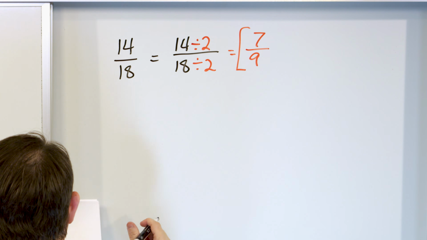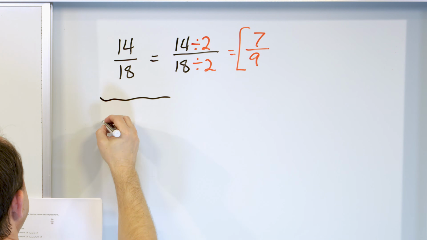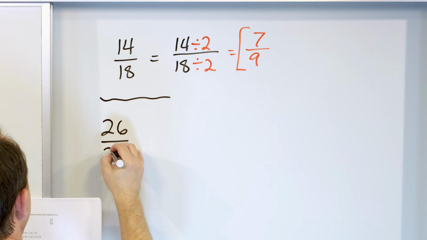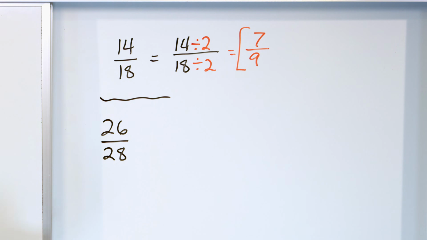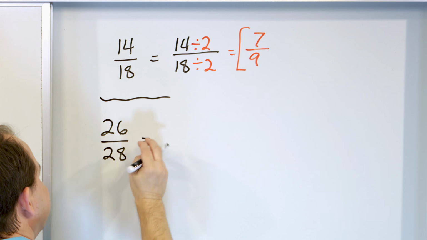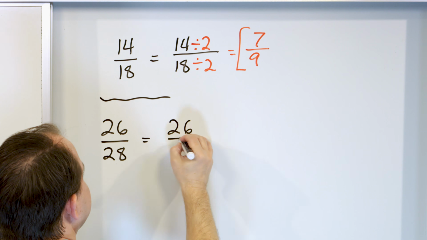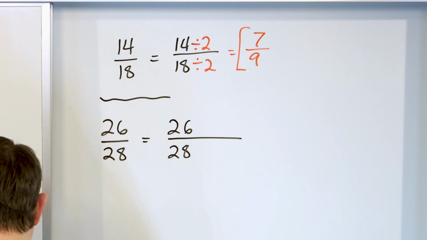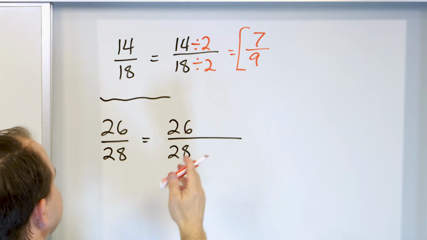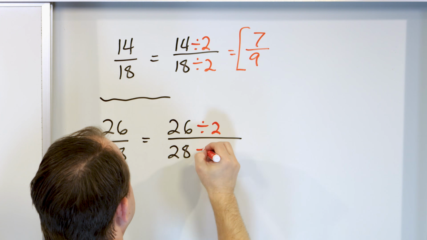All right, only 2 more problems. What about 26/28? Right, 26/28. Again, I see that they're both even numbers, so write 26 on the top, 28 on the bottom. And I'm going to divide the top and the bottom by 2.